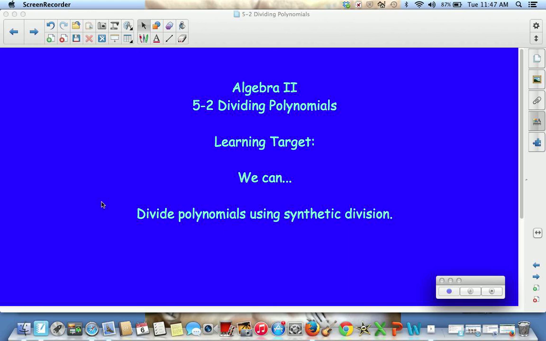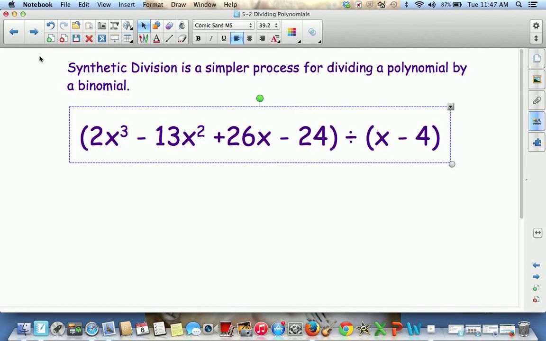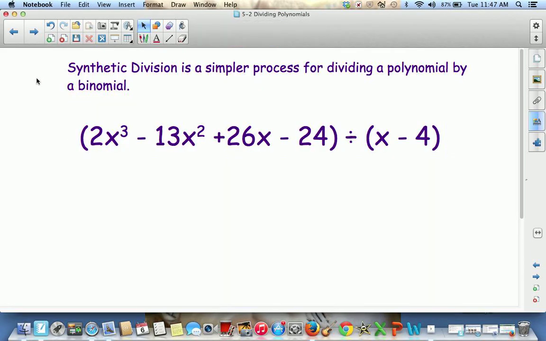Students, we're going to start, or we're actually going to finish dividing polynomials with synthetic division, and I think you'll find this much easier than the long division. So synthetic division is a simpler process for dividing a polynomial by a binomial. So instead of using long division, you can use synthetic division.